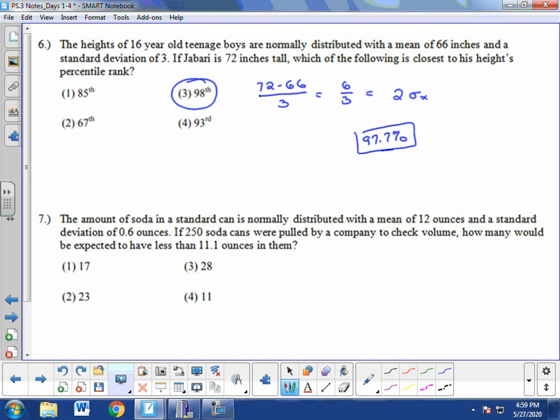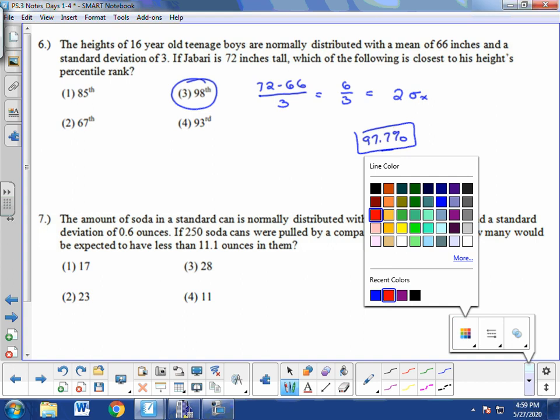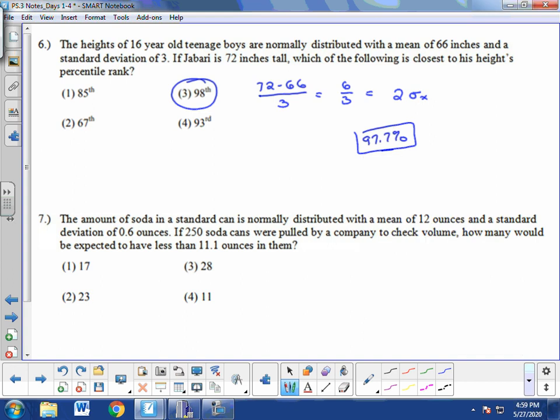7 is similar. So it says the amount of soda in a standard can is normally distributed with a mean of 12, so there's our mean, 12 ounces, and a standard deviation of 0.6 ounces, there's our standard deviation. If 250 soda cans were pulled by a company to check volume, how many would be expected to have less than 11.1 ounces in them? So in this case, we are no longer looking at percentiles. We're looking for a number of soda cans. Concept is still the same.